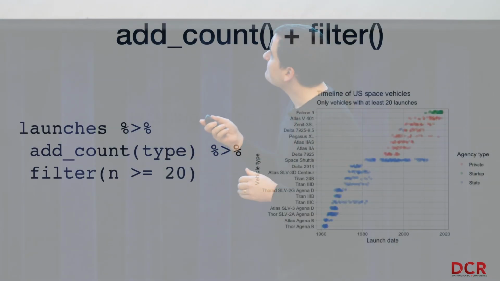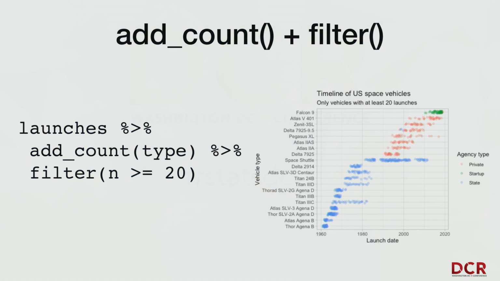Where I find this really useful is to combine it with a filter. So if I say add count and then filter, this was a data set of space launches for particular US space vehicles. Because I said add count to a particular variable, then did a filter on that n, I was able to visualize only the vehicles that had at least 20 launches. So add count and filter is a combination I like to play with.